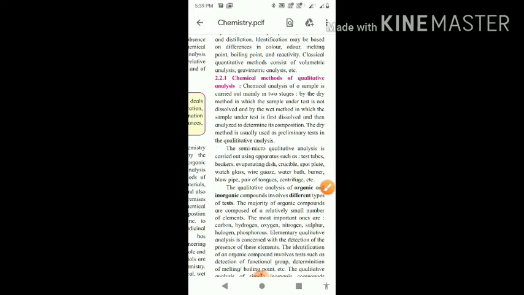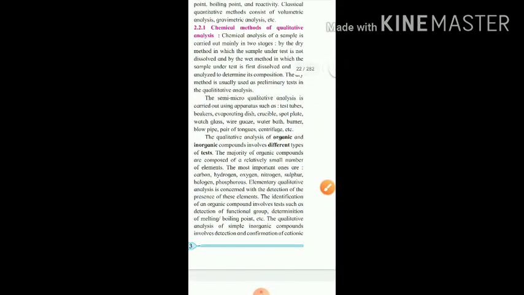After this, qualitative analysis of organic and inorganic compounds involves different types of tests. Again, there is a variety of tests carried out in this particular qualitative analysis. The majority of organic compounds are composed of a relatively small number of elements. When we discuss organic compounds, they consist of a small number of elements, which are commonly observed, such as carbon, hydrogen, oxygen, sulfur, nitrogen, phosphorus or halogen. These are the elements we come across while studying the analysis of organic compounds.